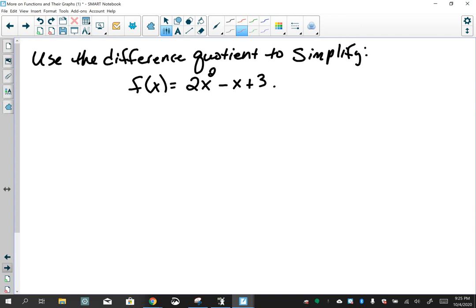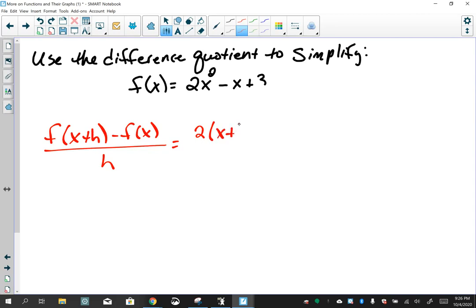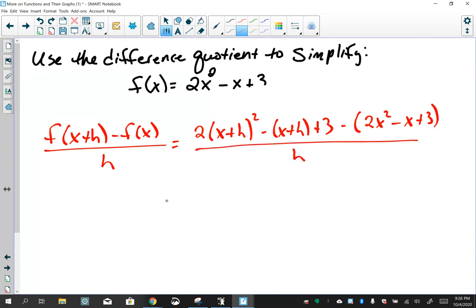All right, well, welcome back. Let's see how you did. So we have our difference quotient here. Okay, so that means 2x plus h squared minus x plus h plus 3, and then minus the 2x squared minus x plus 3. Okay, and then all of this over h.